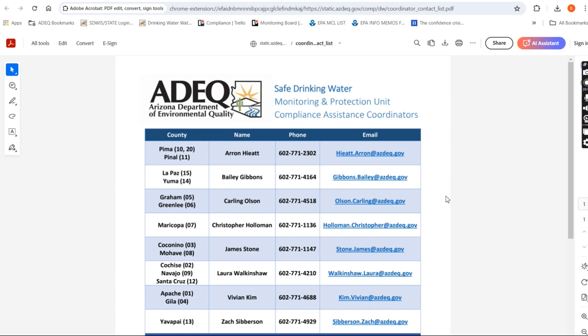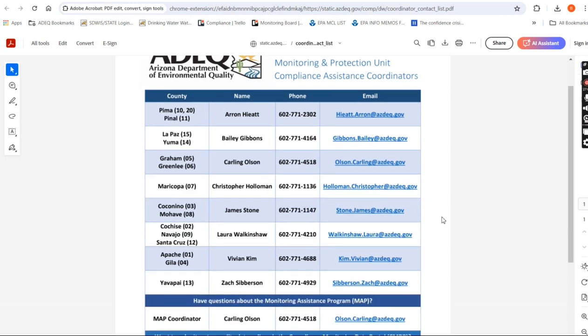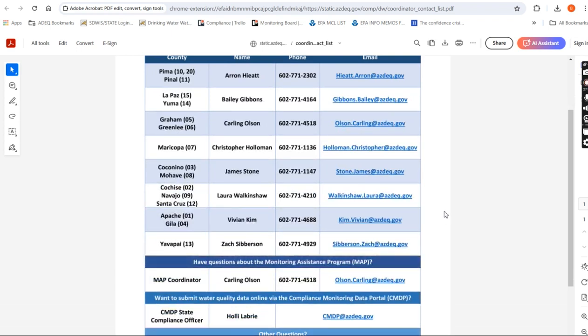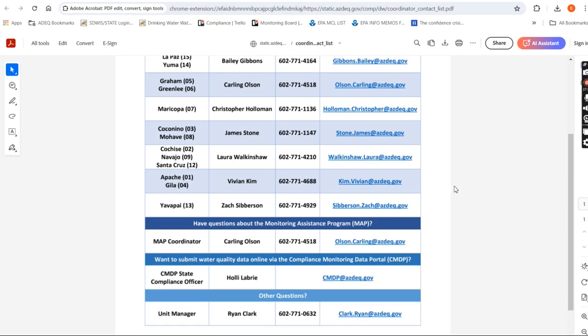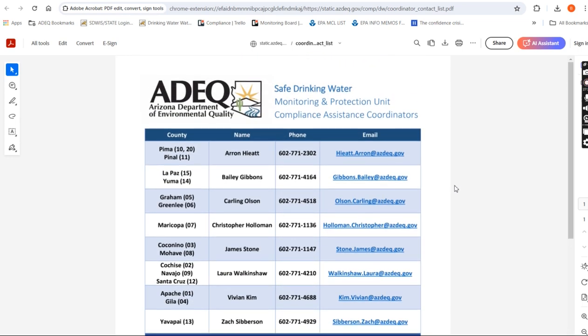So please contact the appropriate Compliance Assistance Coordinator with any questions and to submit your CCR and mailing waiver or mailing certification. You can also send those to CCRRule, that's RULE, at azdeq.gov. That is our monitored inbox for all CCRs, and we should be able to answer any general questions and take submitted reports.